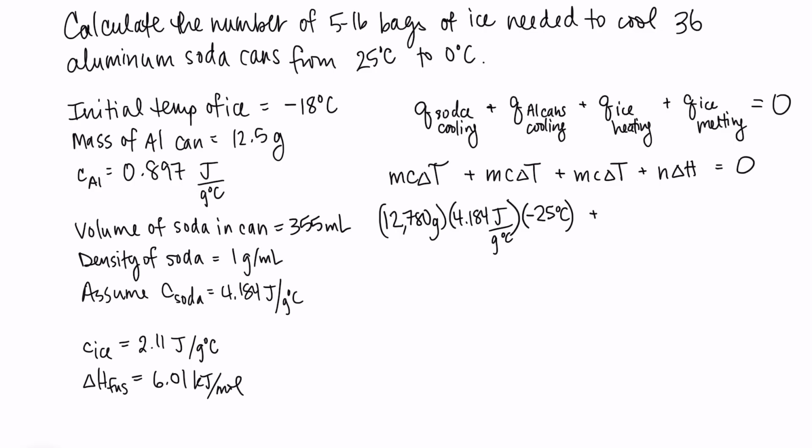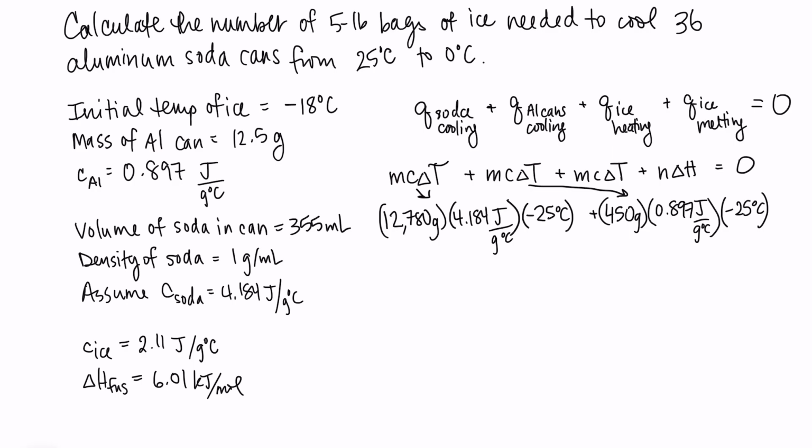We're also going to have the Q for the aluminum. And in this case, each can has 12.5 grams of aluminum. So that's 450 grams of aluminum, and the specific heat is 0.897 joules per gram degrees Celsius, and our delta T again is going to be minus 25 degrees Celsius. So those are our two first things, Q for the soda and Q for the aluminum cans.